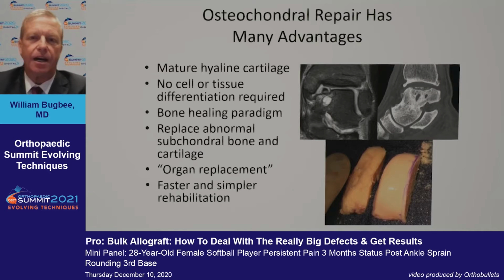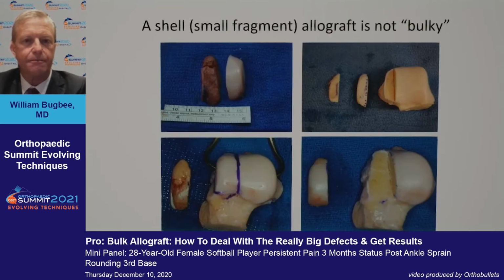And finally, I want to say osteochondral repair has many advantages. You get your mature hyaline cartilage. You don't need cellular tissue differentiation. And you get a bone healing paradigm. And even though the talus is a difficult bone, bone healing to me is a lot easier than cartilage regeneration. And I think that the faster and simpler rehabilitation for this over cell-based therapies is quite attractive.